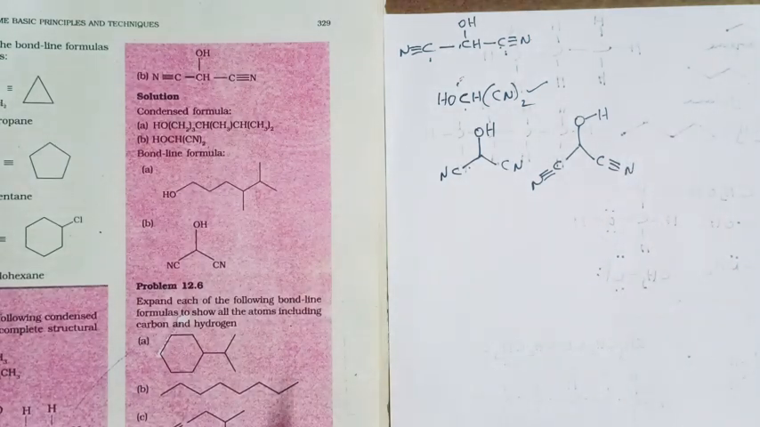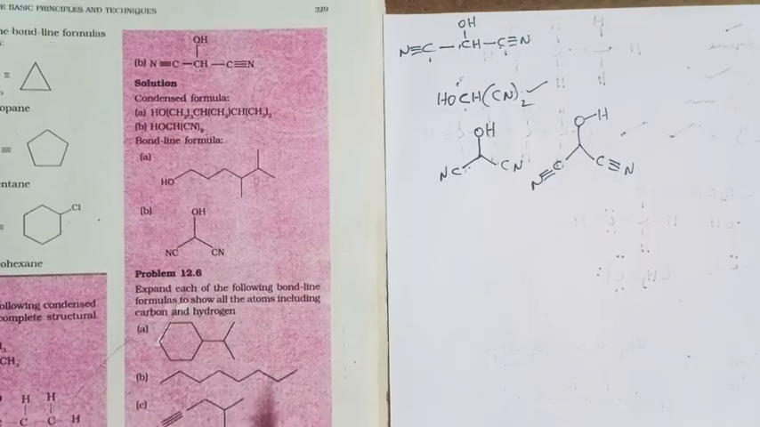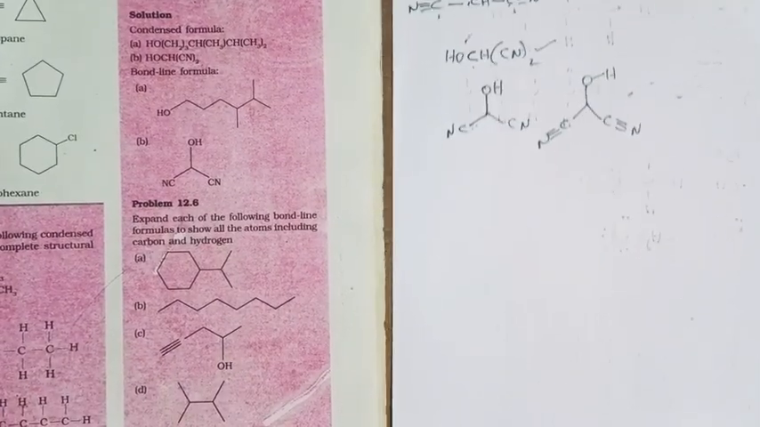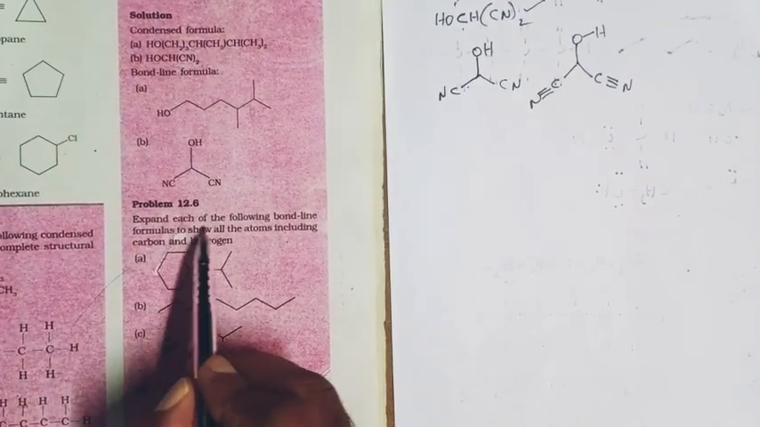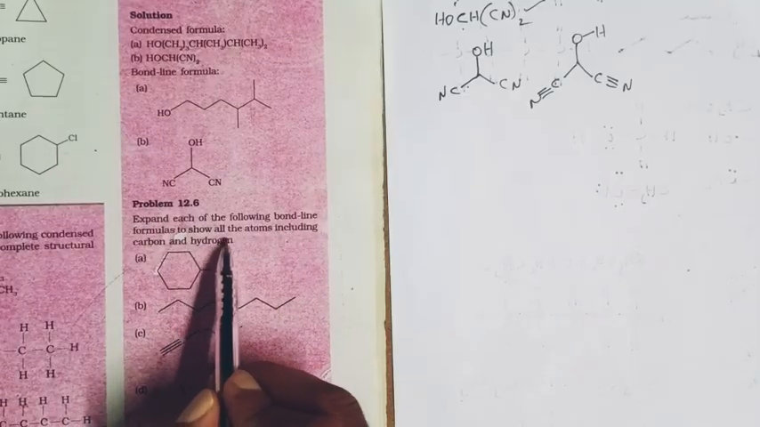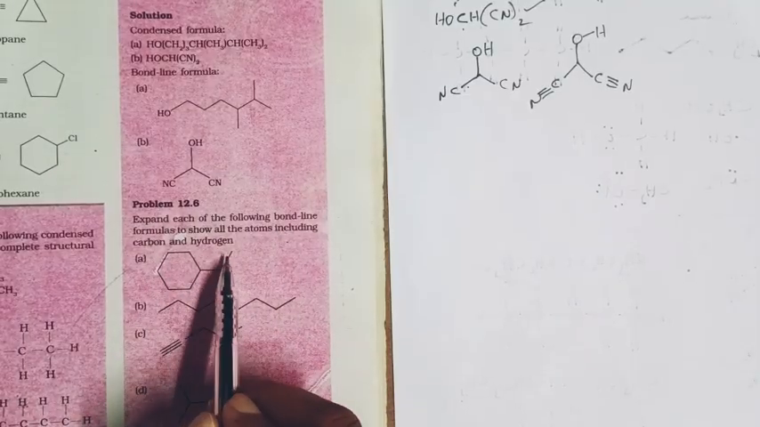And after that, one more problem they have given is, expand each of the following bond length formulas to show all the atoms including carbon and hydrogen.